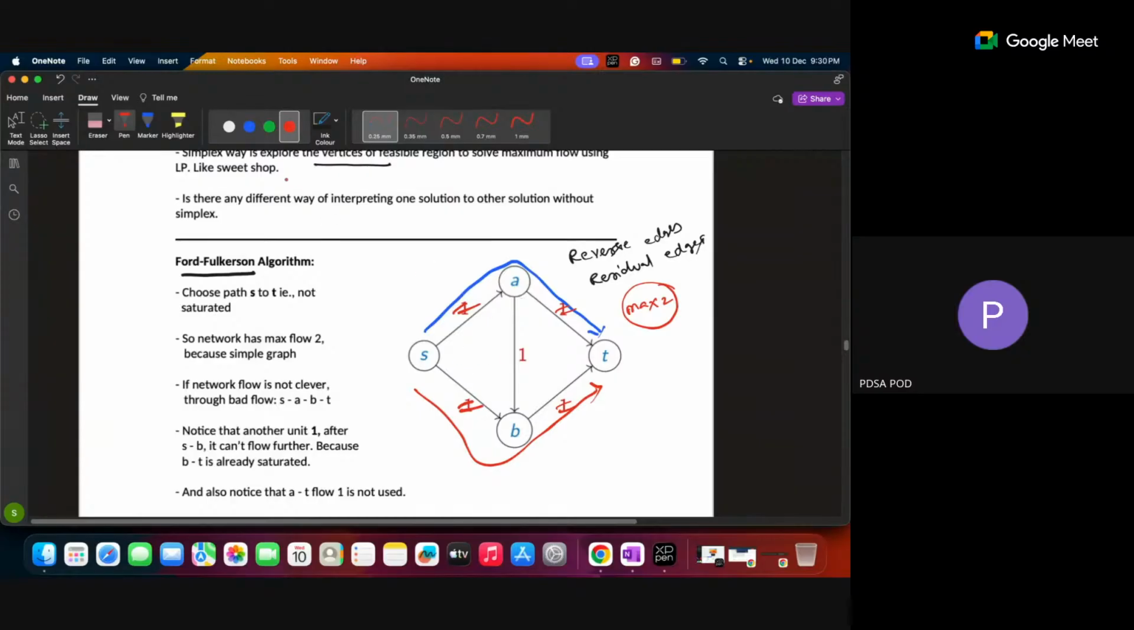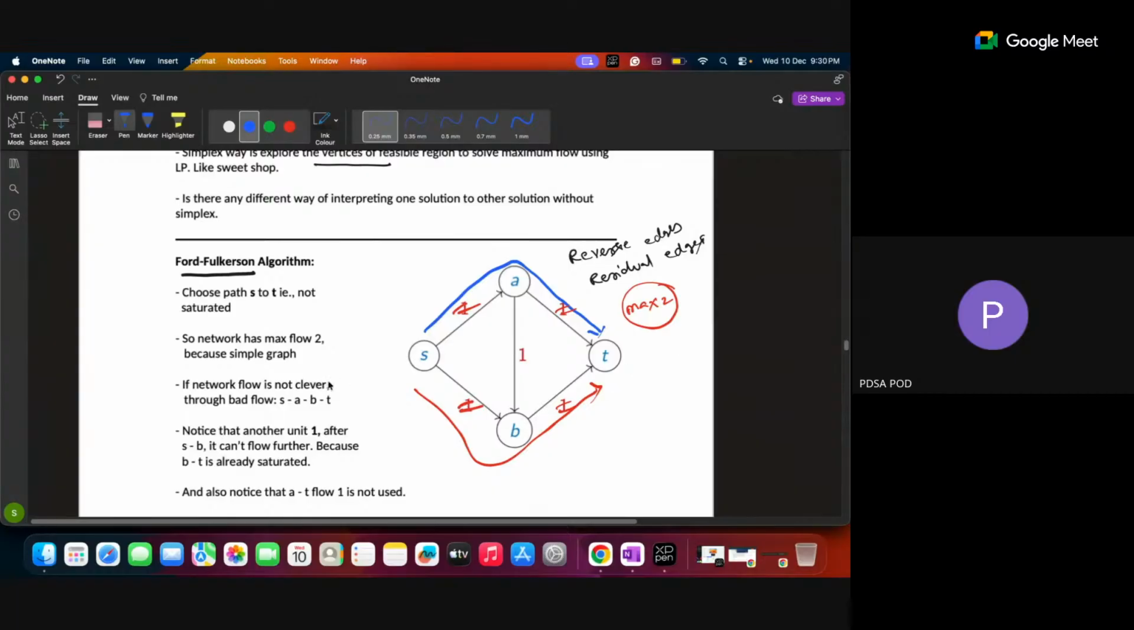Maximum flow allowed in this way is weight of 1 only, right? This is the capacity. Yes, sir. Okay. Just a minute. Here, this approach which you have said, S to A and A to T is one flow. S to B and B to T is one flow.